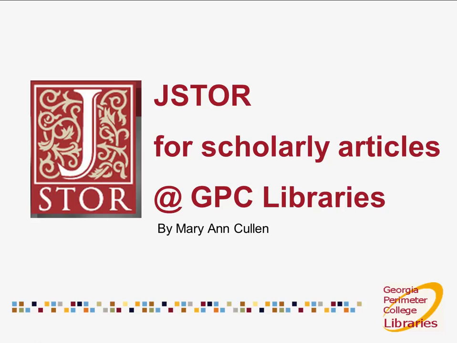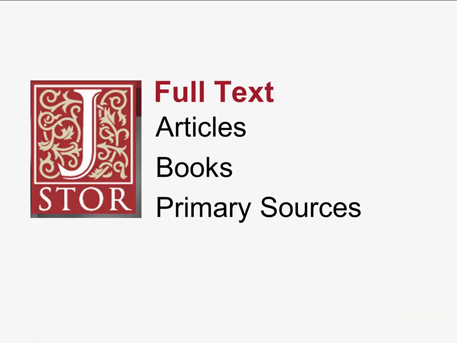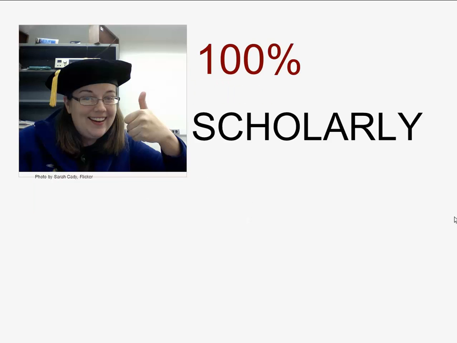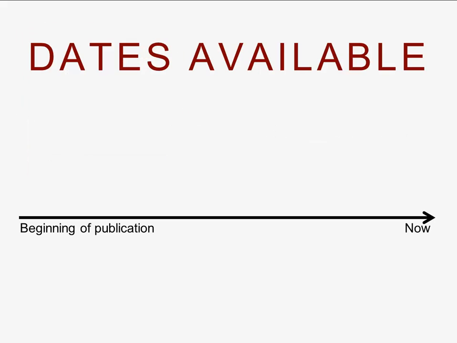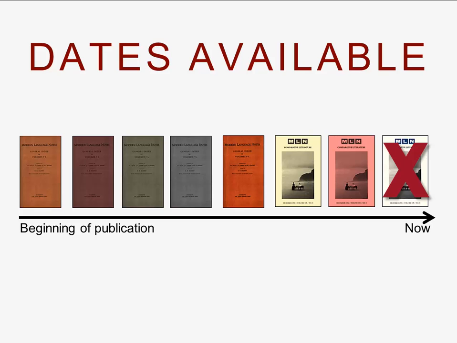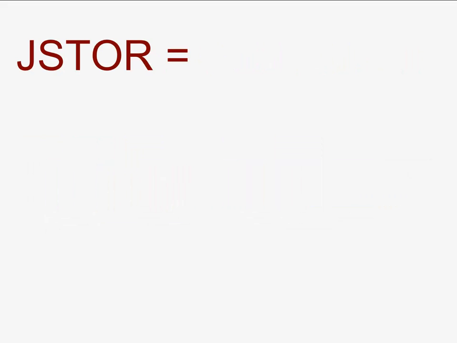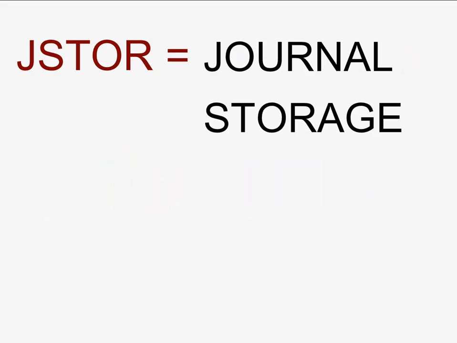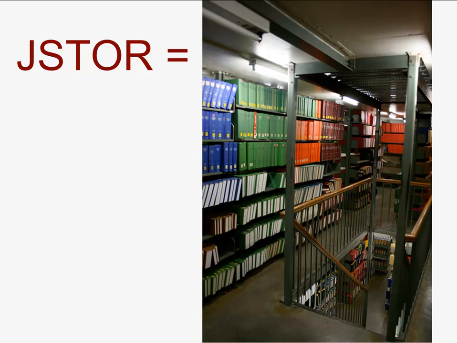Let's talk about JSTOR. The JSTOR database is a collection of full-text journal articles, books, and primary sources. They are all scholarly works in a wide variety of academic disciplines. One of the unique things about JSTOR is the dates of the articles. It carries articles from the beginning of the journal's publication, but it does not have articles from the last 1 to 3 years. In fact, JSTOR stands for Journal Storage, so you can think of JSTOR as the collection of back issues of periodicals at a huge university library.